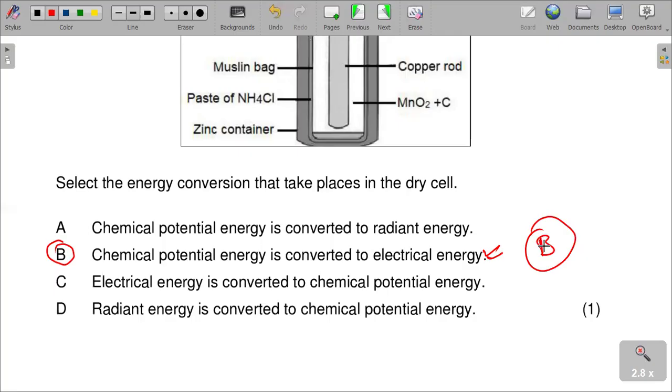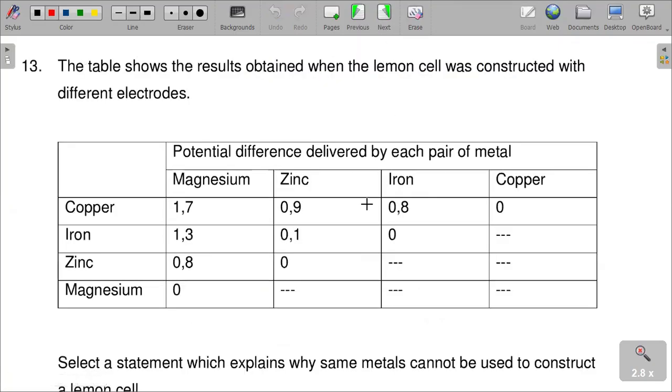B, chemical potential energy is converted to electrical energy. That is the energy conversion that takes place in the dry cell. We are given a table that shows the results obtained when the lemon cell was constructed with different electrodes.